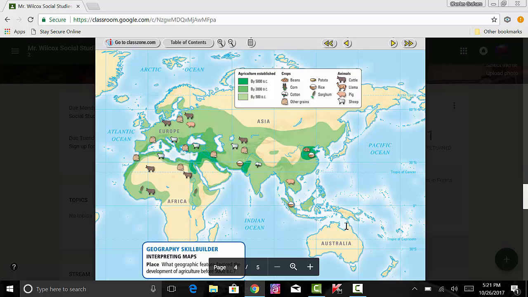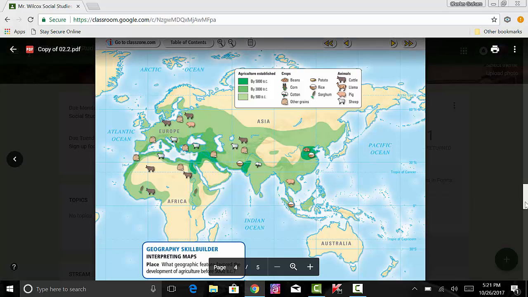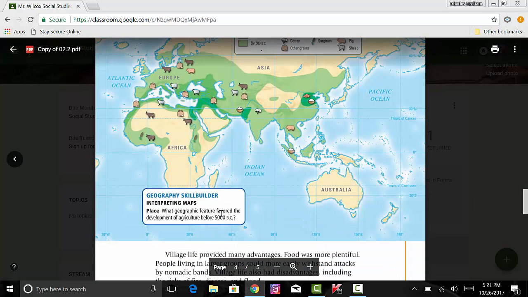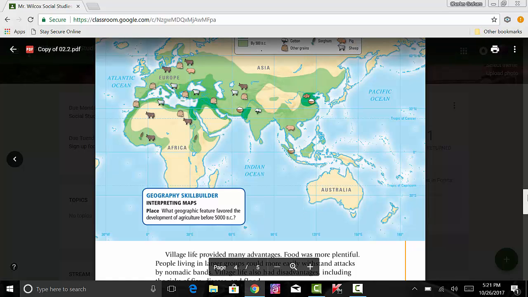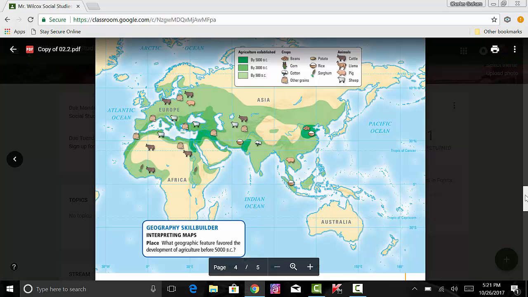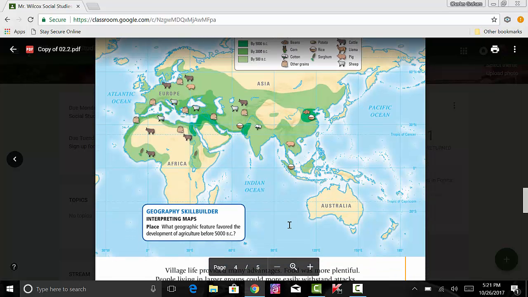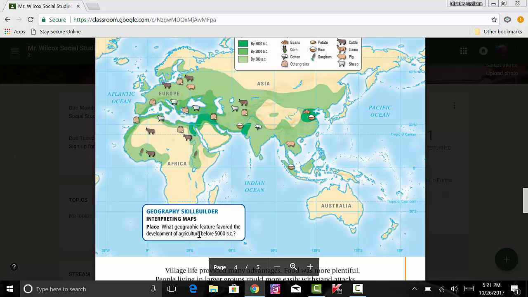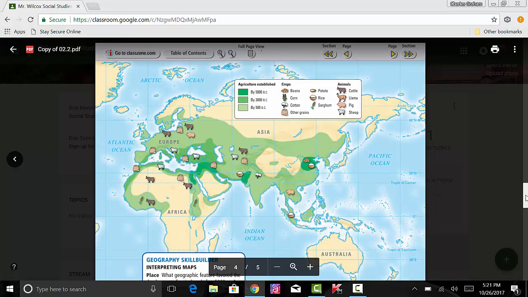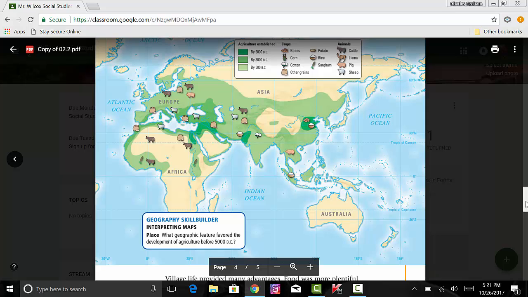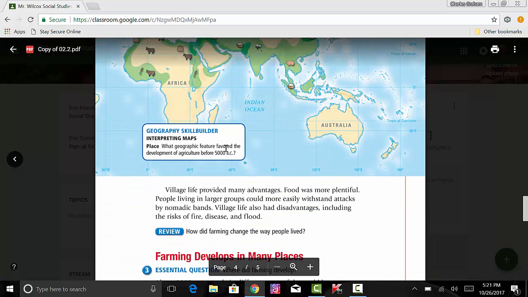What geographic feature favored the development of agriculture before 5,000 BC? Well, you use your map skills to answer that question. You can look at the map and think about it. You can dig deeper by reading the text. You're probably going to want to think about how to answer that question.